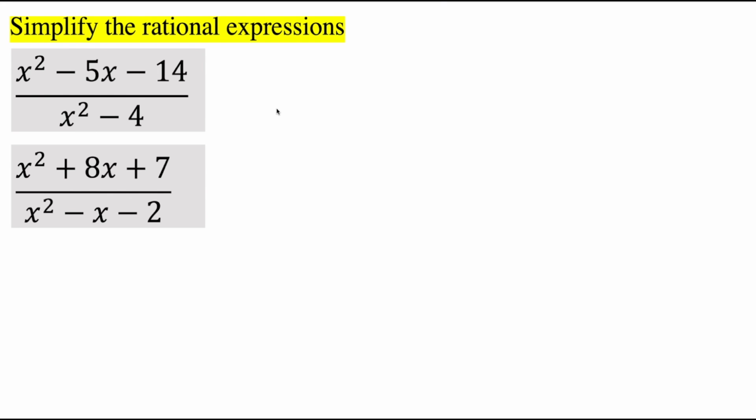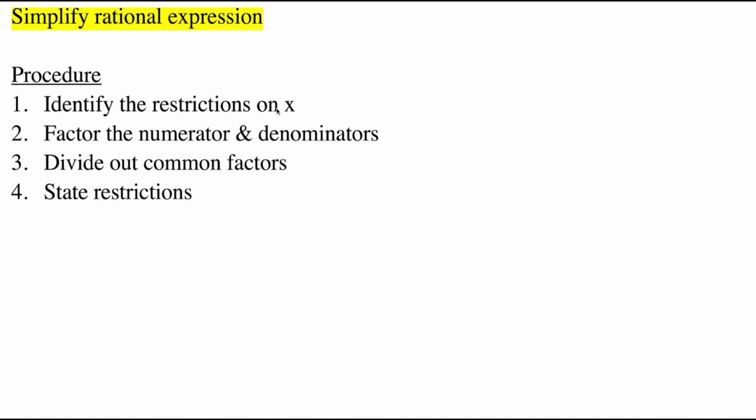Okay, in this video, we are going to simplify rational expressions and we're going to solve these two problems. But before we solve them, it's important to have a procedure. So these are my 4 steps. Step 1 says identify the restrictions on x, and this could mean we can't divide by 0. So that's a restriction. Step 2 says factor the numerator and denominator. Step 3 says divide out common factors or cancel it out. And then step 4 says state the restrictions.